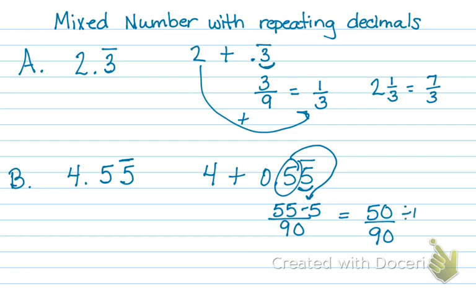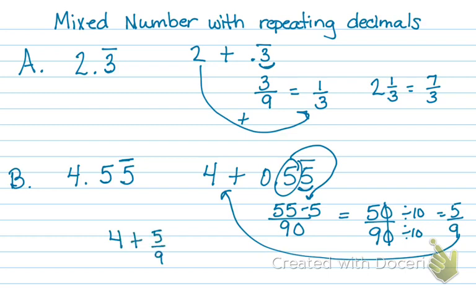Can we simplify? Well, we can start very simple. We can divide by 10. Divide by 10, we end up with 5/9. Hopefully you could see, and you could always mark those 2 zeros out. We'd end up with 5/9, and we add it with our 4. So we have 4 plus 5/9, which is the same as 4 and 5/9. Or we can convert it to an improper fraction.